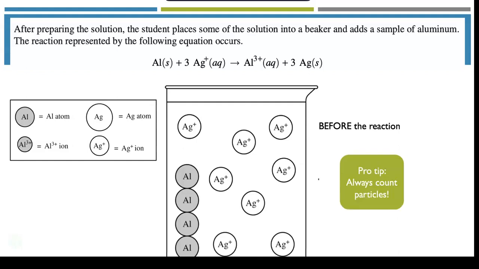My advice here: anytime you see a particle level model, always count your particles. It's going to become very useful. So the initial conditions here are that we have 4 aluminum atoms present in the mixture and 8 silver ions. The other thing I want to point out, we've got starting amounts of both reactants. Is this going to be a limiting reagent problem?